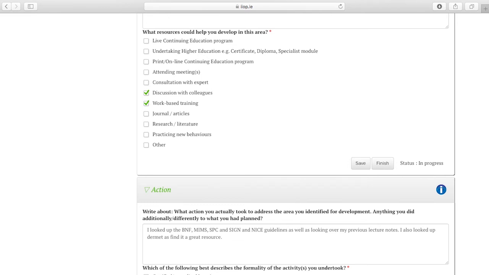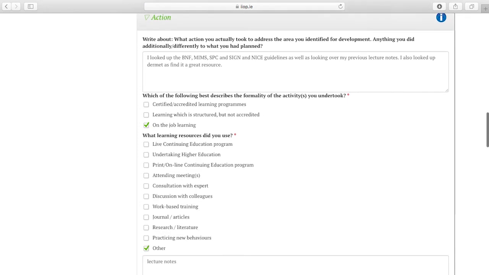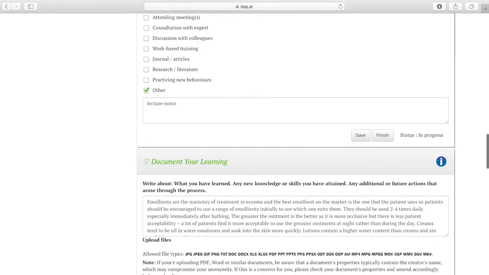The action I did is that I looked up the BNF, MIMS, SPC and SIGN, and also the NICE guidelines as well. Looking over my previous lecture notes, I also looked up Dermnet, as I find it a great resource. So the option that best describes the formality of the activity I undertook: it's on the job learning, basically, a lot of it, and also looking at my lecture notes. So the learning that I need to document.